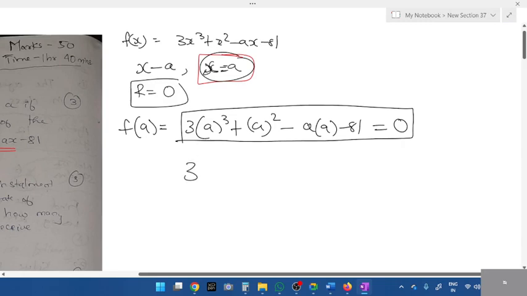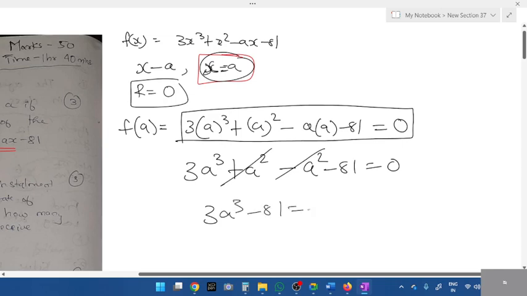When you open the bracket, what do we get? 3a cube plus a into a is a square. What happens to a square minus a square? This is such a unique question. They haven't given it in the textbook, students. It's a very good question. We didn't solve such a question. 3a cube minus 81 is equals to 0.